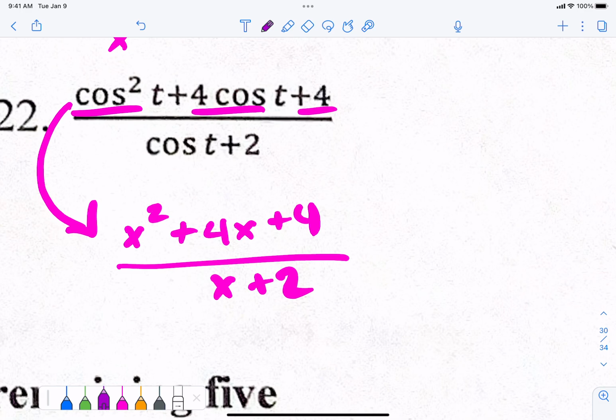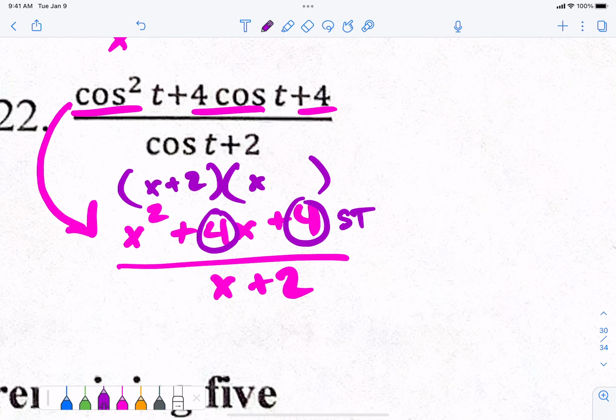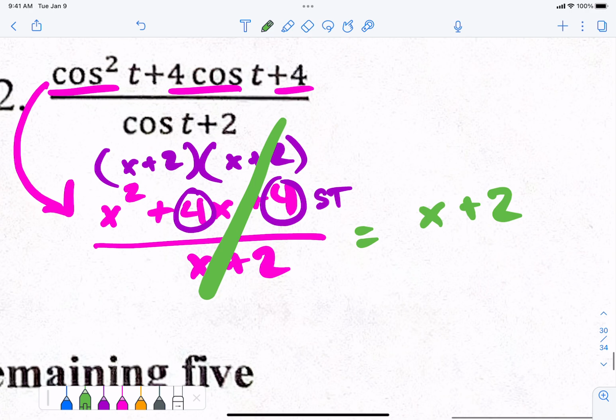So this is a simple trinomial. What can you multiply to get 4 but add to get 4? It factors into x plus 2 times x plus 2. One of the x plus 2's can cancel with the bottom, so I have x plus 2 left over as an answer. But x is not x. x is actually cosine of t, so the answer is cosine of t plus 2.